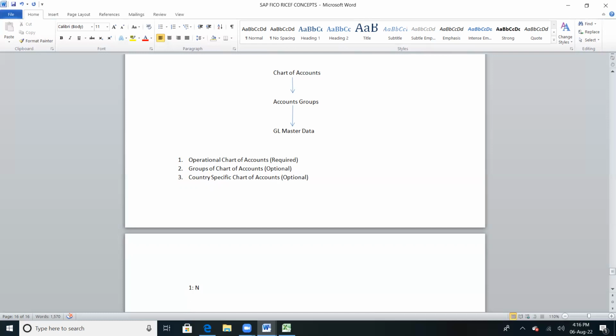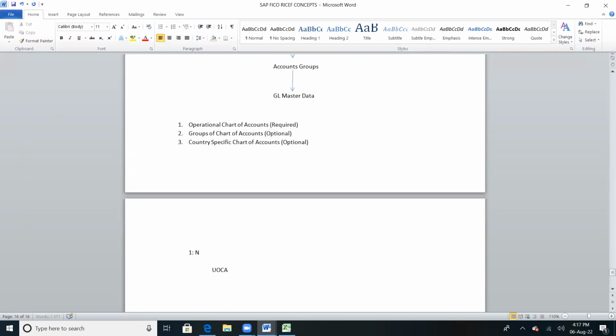Yes, we can use one operational chart of accounts for many company codes. For example, I'm going to create one chart of accounts called UCA, Ultratech operational chart of accounts. I can use this chart of accounts for UT01, UT02, as well as UU01. Clear? So this is called 1:n method.